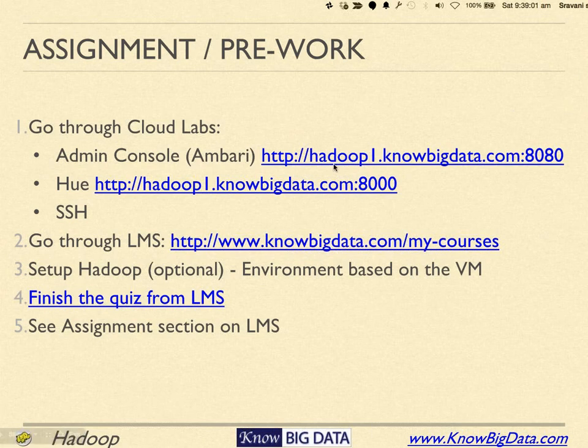So if you want to have a look at the console, those who have already enrolled can have a look at the console, and you can also have a look at Hue, and you can also log in via SSH onto our server. We will cover all of these details in tomorrow's class on how to use it.